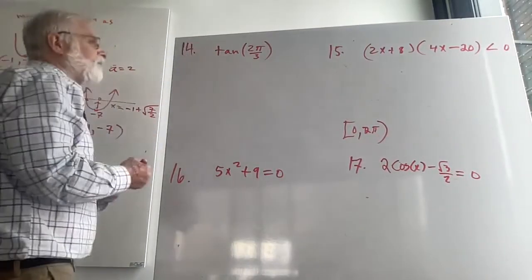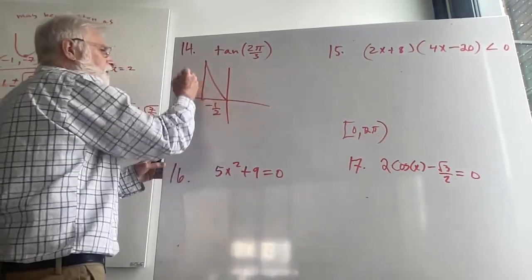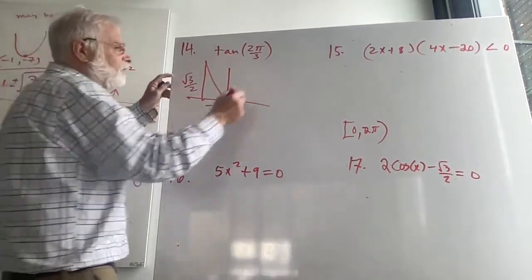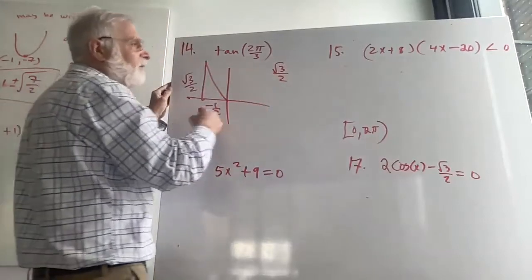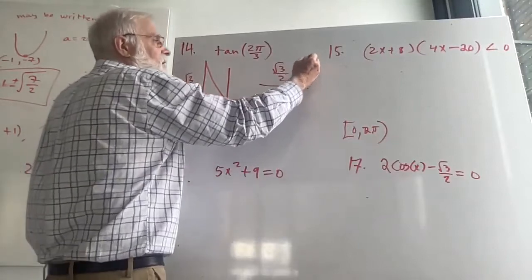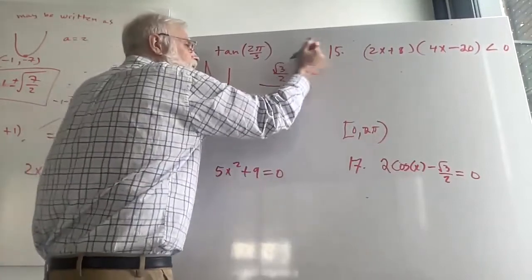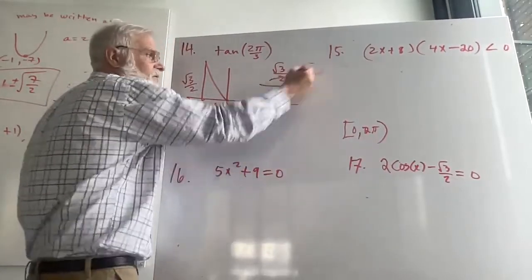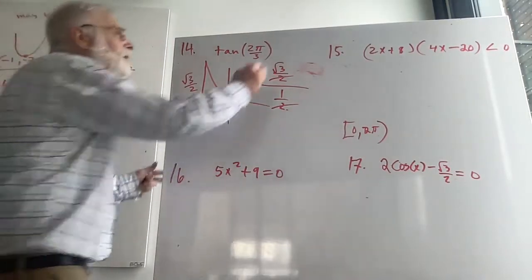Tangent of 2 pi over 3. All right, so I know 2 pi over 3 is here. I know that's -1/2. I know that's root 3 over 2. Okay, so tangent is opposite over adjacent. So root 3 over 2, dividing by 1/2 is the same thing as multiplying by 2 over 1. So when you see fractions written like this with the same division, there's a shortcut. So my answer is root 3.